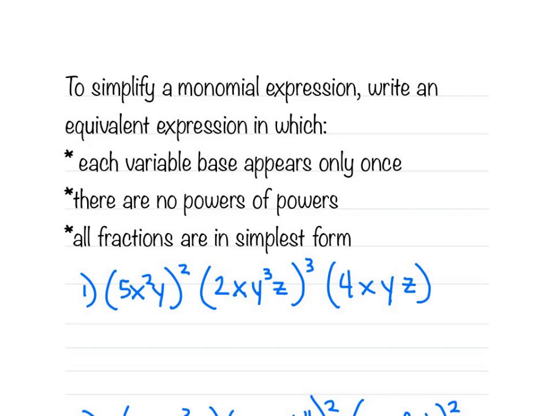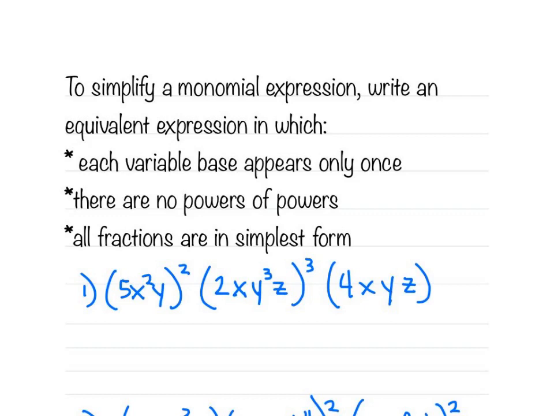To simplify a monomial expression, you will write an equivalent expression in which each variable base appears only once, there are no powers of powers, and all fractions are in simplest form. Write down number 1.